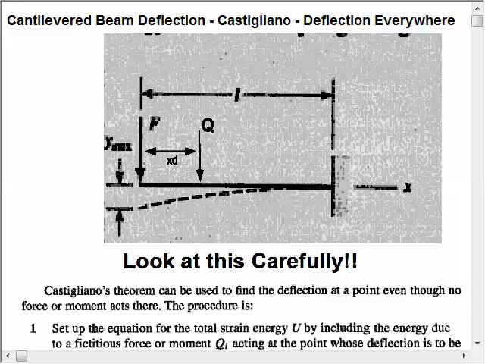Okay, this video is the third and probably the final video on an end-loaded cantilevered beam. And I'll put these together in a playlist. In the previous videos, I solved for the deflection at the end of the cantilevered beam due to load F. And I did that two different ways.